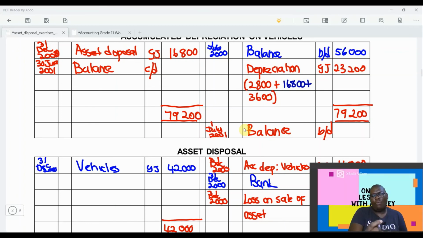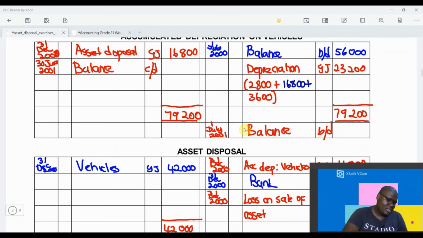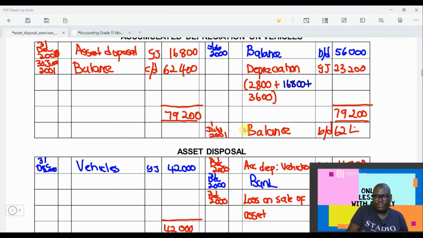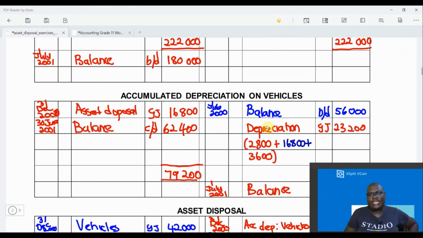Let's check the difference. How much is the shortage on the debit side? We can only find out by saying 79,200 minus 16,800 of the asset, then the accumulated depreciation of the sold vehicle. It's giving us 62,400. So this means this is our closing balance, 62,400, and then voila, we are done. Your 35 or 34 marks. That's how you're supposed to get it.